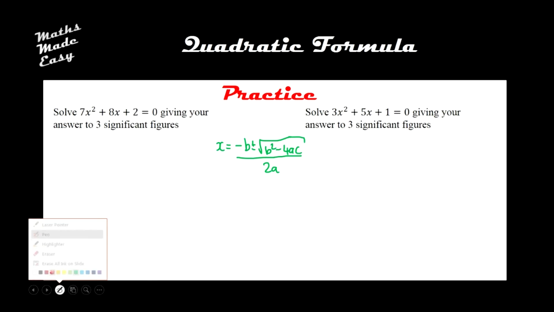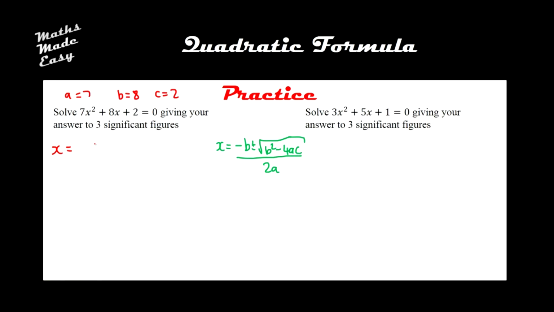Okay, for this first question then we would have x equals, one second, I need to write a, b and c out, so a is 7, b is 8, c is 2. x equals negative 8 plus or minus the square root of 8 squared minus 4 times 7 times 2, and all of this is going to be divided by 2 lots of 7, which is 14.